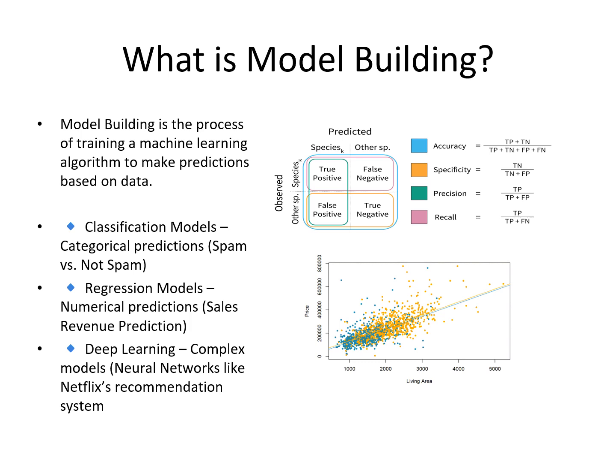There are three primary types of models. First is the classification model, second is the regression model, and third is deep learning. Let me describe the classification model. A classification model is used for categorical prediction, for example spam versus not spam detection. A regression model is used for numerical prediction, for example predicting monthly revenue. And third is deep learning: advanced AI models like neural networks. An example is the Netflix recommendation system.